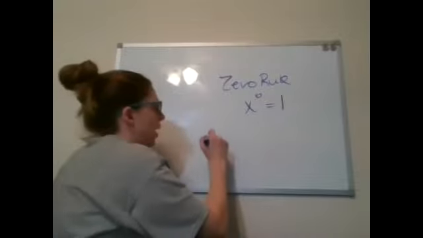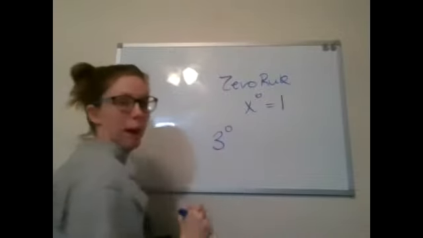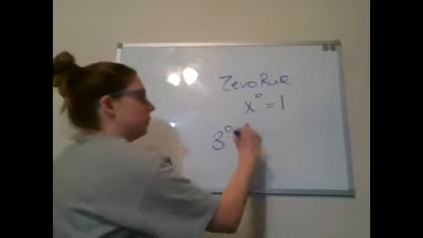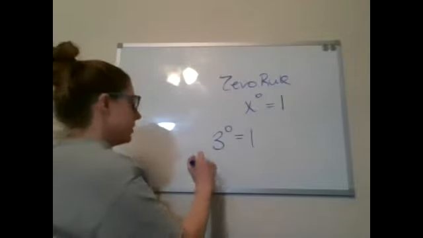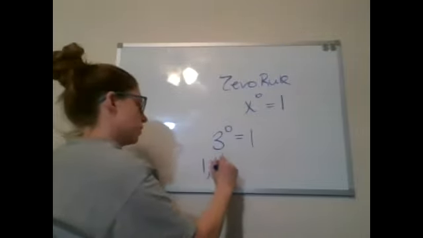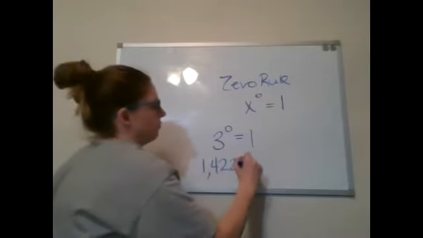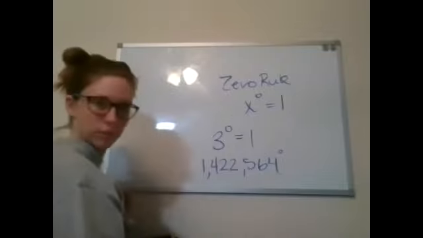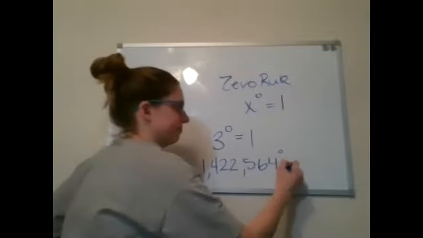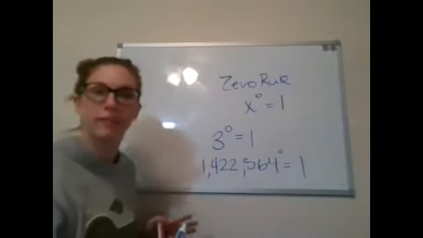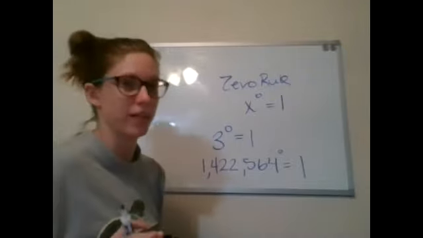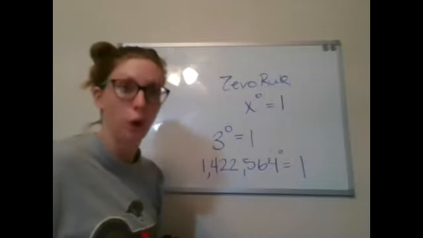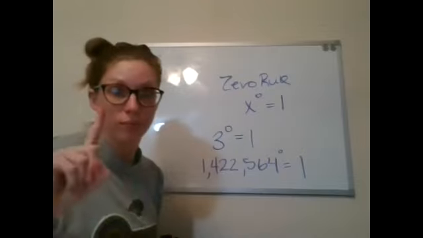Say you have 3 to the 0 power. That's 1. Say you have 1,422,564 to the 0 power. That is also just 1. It doesn't matter what it is. If it's raised to the 0 power, its answer will always be 1.